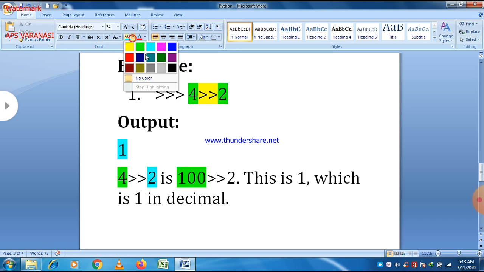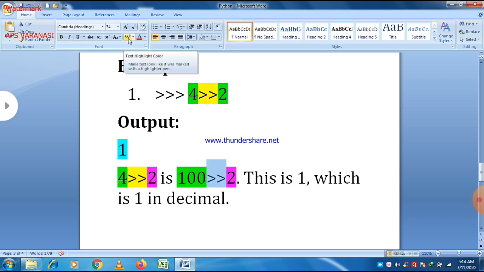Now the number is 1, which is a binary number, but when we convert this 1 into a decimal number, its decimal equivalent is also 1. So the answer is 1 after the execution of that statement. You can easily see that 2 bits are shifted to the right, so the comparison is 100 right shift 2.